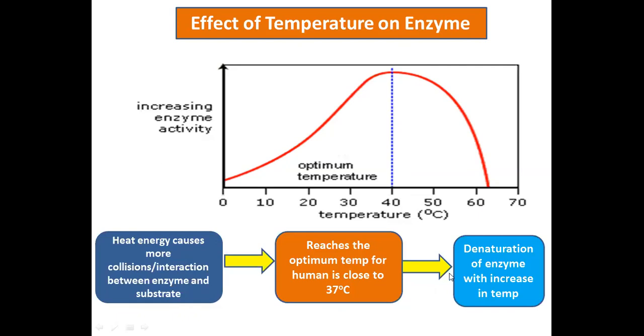After that, with further heating, the enzymatic activity will be lost. That means the enzyme will denature with increasing temperature. If I plot this graph, we can find that the enzymatic activity is maximum at the optimum. After heating, the enzymatic activity is lost.